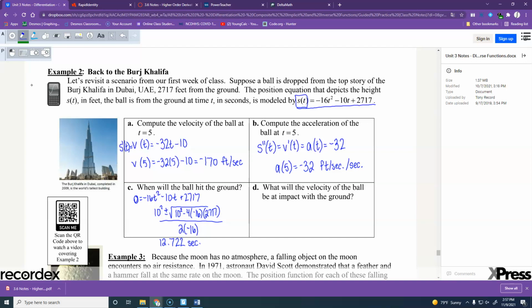All right. So whenever it hits the ground, we want to know what the velocity is. This is something you want to know because let's say you are standing at the bottom of this tower and somebody throws the ball off and it hits you in the head.